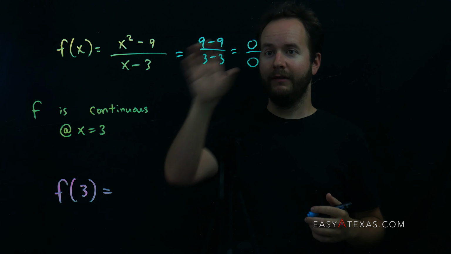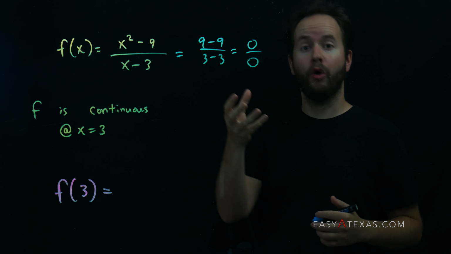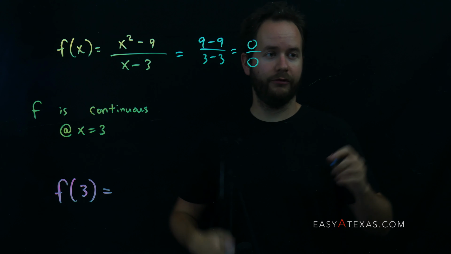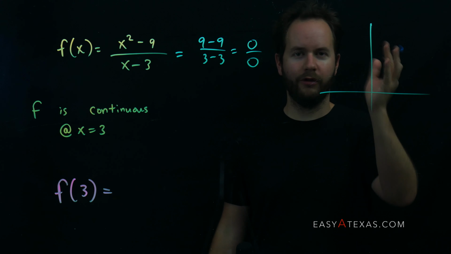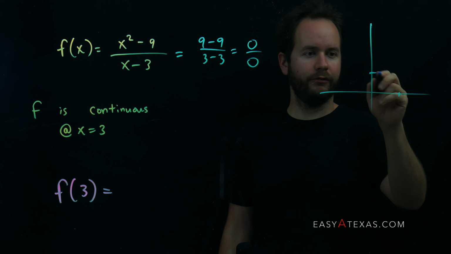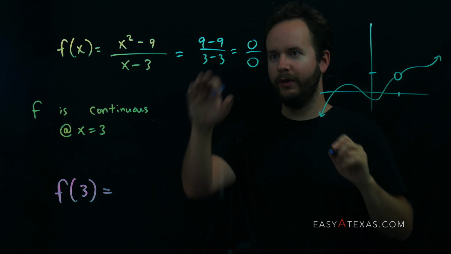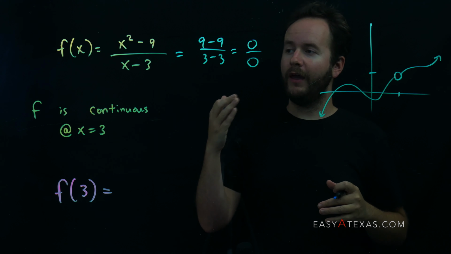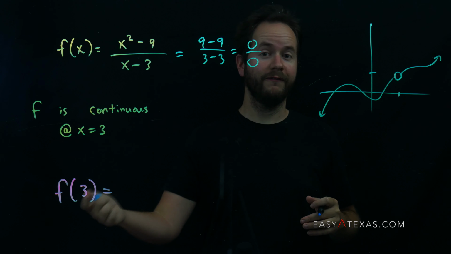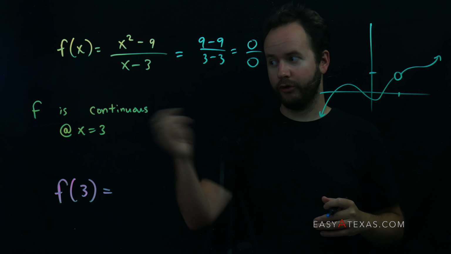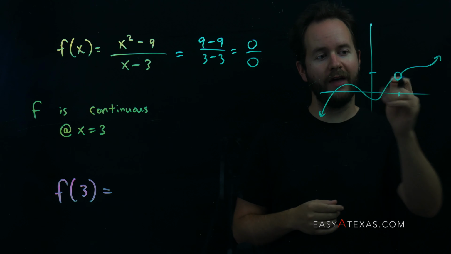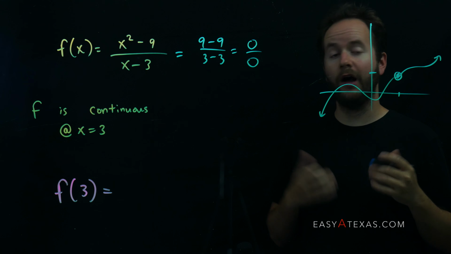If it's continuous, even though we get 0 over 0, it must mean there's a hole on that graph at x equals 3. So I don't know what this graph looks like. I'm just going to draw some random sketch. But at x equals 3, we should get some hole here because after all we have 0 over 0. But that hole is going to be filled in by whatever we define f of 3 to be. After all, we're told it's continuous at x equals 3. So what is that value? What is that magical value that gets filled in? How can we figure that out?